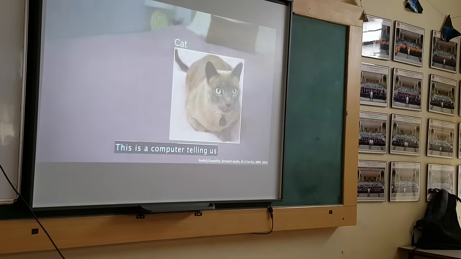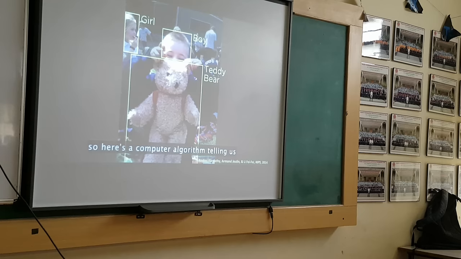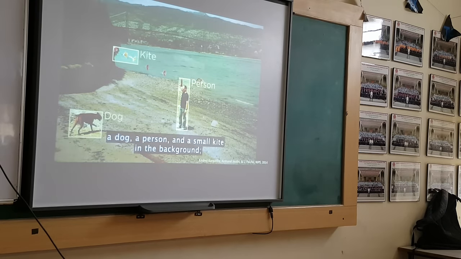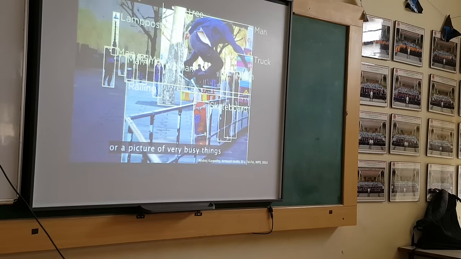This is a computer telling us this picture contains a cat and where the cat is. Of course, there are more things than cats. So here's a computer algorithm telling us the picture contains a boy and a teddy bear, a dog, a person, and a small kite in the background, or a picture of very busy things like a man, a skateboard, railings, and lampposts, and so on.